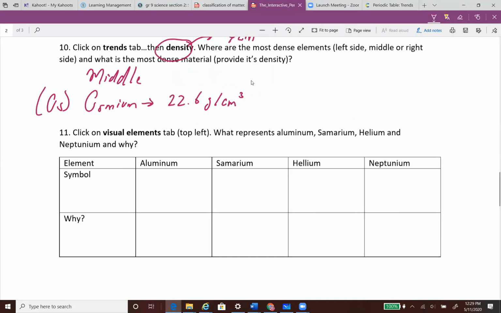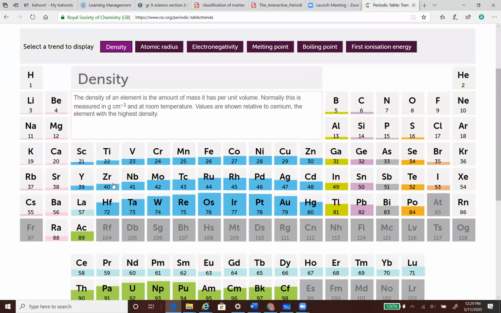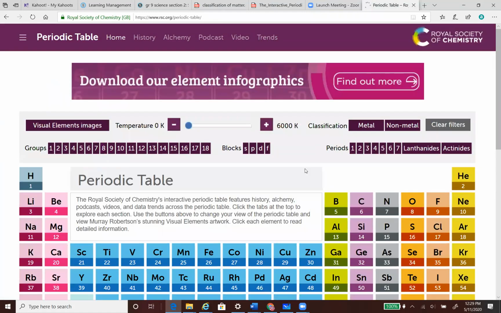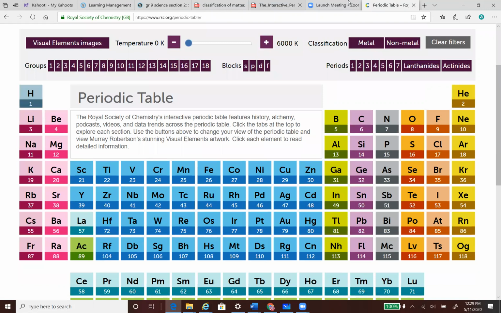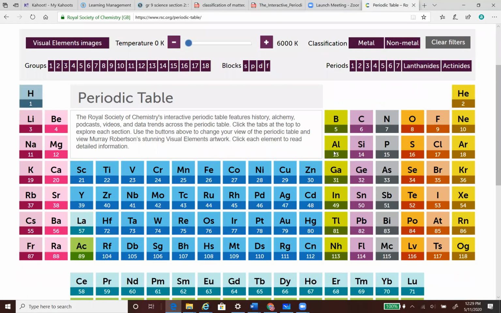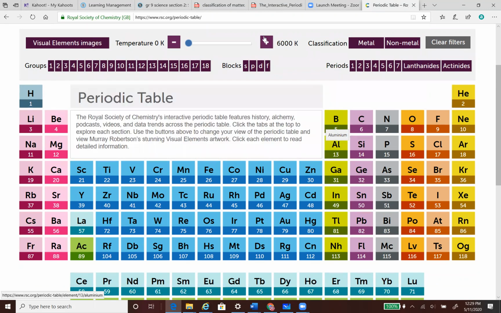Okay, we're almost done. We have one last question. We're going to look at aluminum, samarium, helium, and neptunium, and we're going to look at their symbols. Really cool. That's why I wanted to do this periodic table, because it actually looks very pretty. So if we go back to the periodic table and we click on the first one, aluminum. Aluminum is Al, and you'll notice it has the symbol of an airplane.